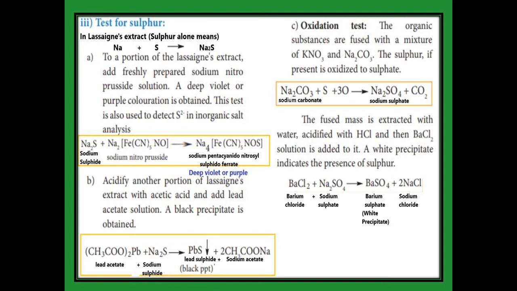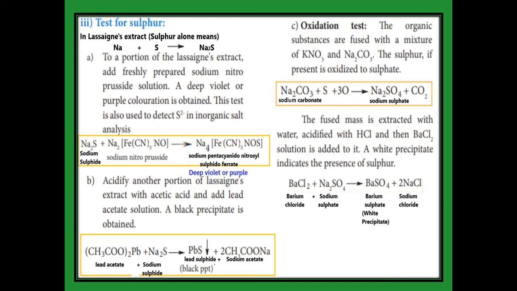Now we are going to find out whether sulfur is present in the organic compound or not. There are so many tests. The first test is the Lassaigne extract. It contains sodium metal, we know very well. Along with that, if sulfur is present, it gives sodium sulfide, formula Na2S. In the first test, the Lassaigne extract is added with sodium nitroprusside.